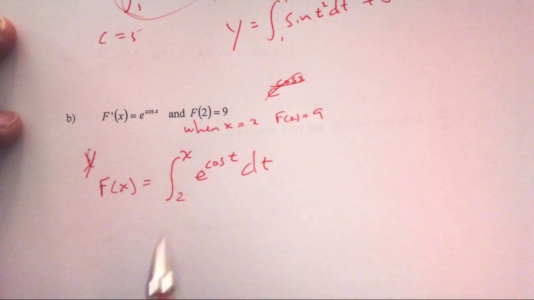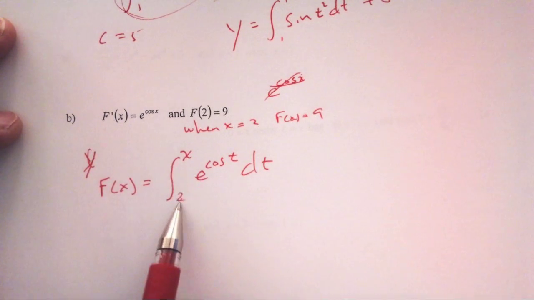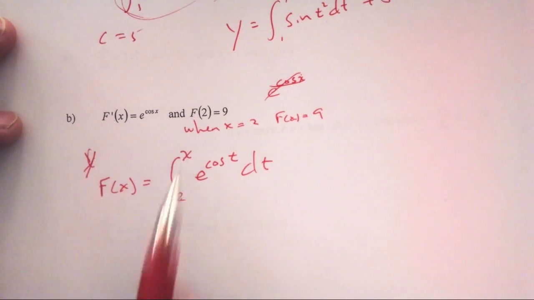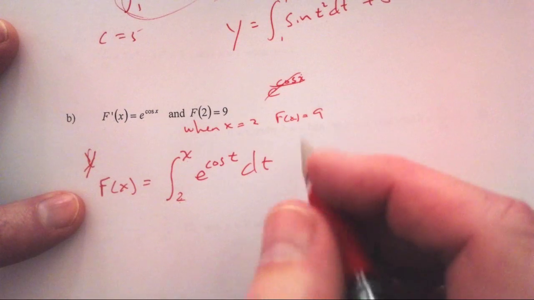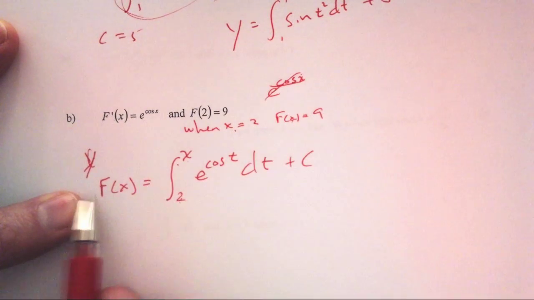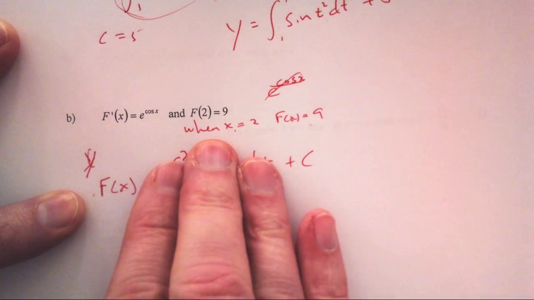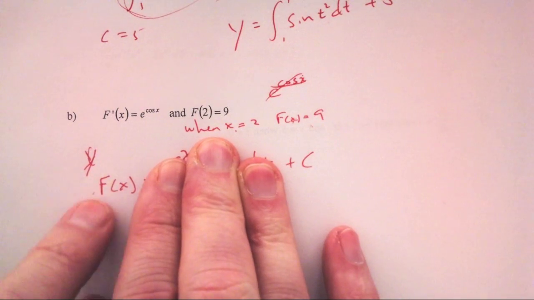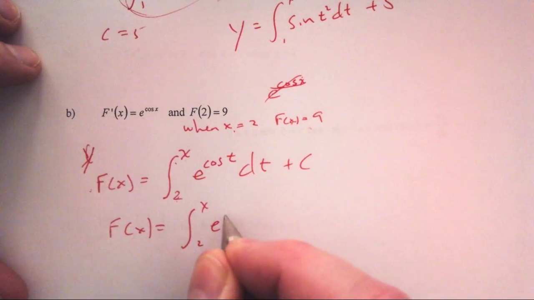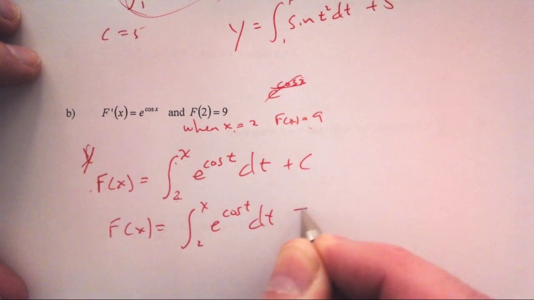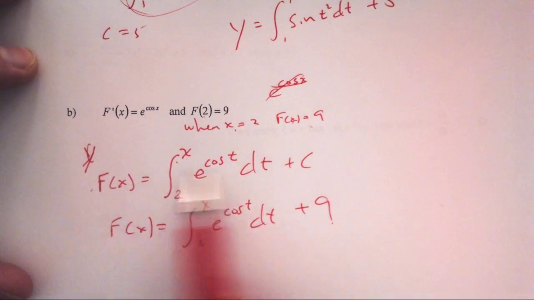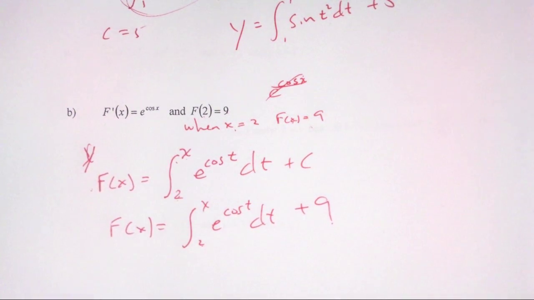So if I start at 2, when x is 2, that makes all of this have no width. It goes from 2 to 2, therefore it's 0. So that makes when x is 2, f of x is 9. When x is 2, this is 0, therefore c is 9. So my final answer is f of x equals the integral from 2 to x of e to the cosine t dt plus 9. And you can just see, we can just piece those in here, but hopefully there's some understanding that's going along with that. I hope that helps.